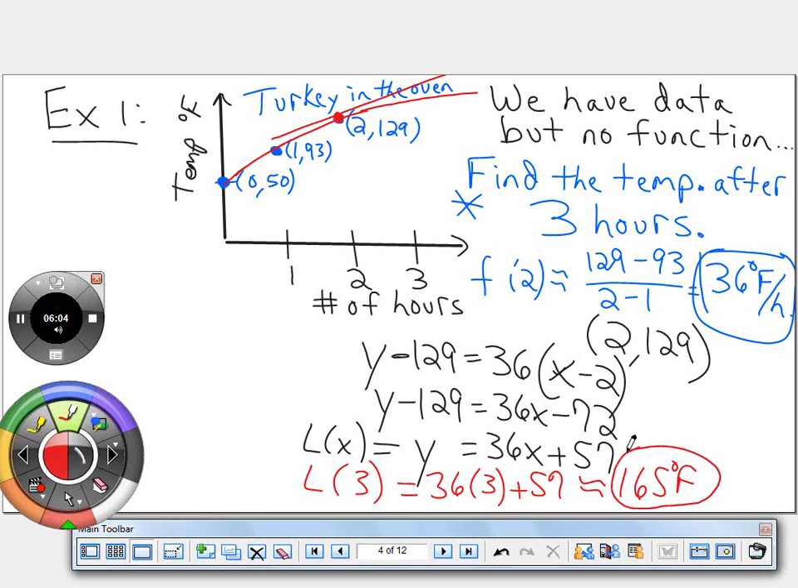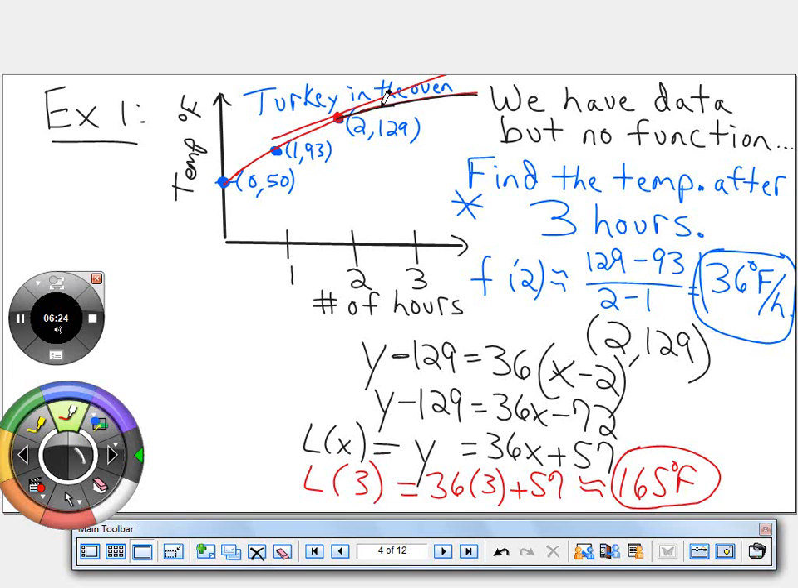Now, the other thing we want to do is identify whether this would be an underestimate or an overestimate. So it depends on what the curve is doing. If you notice that the curve is doing this here, where it's increasing but at a decreasing rate, we could say it's concave down even.